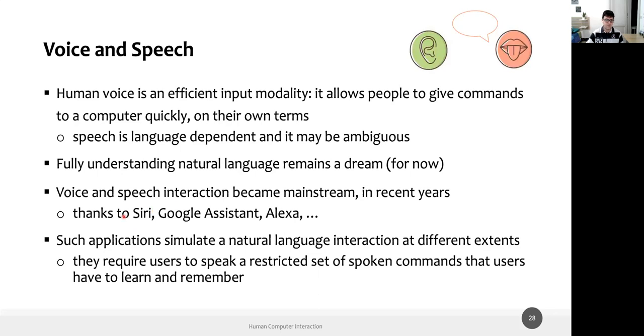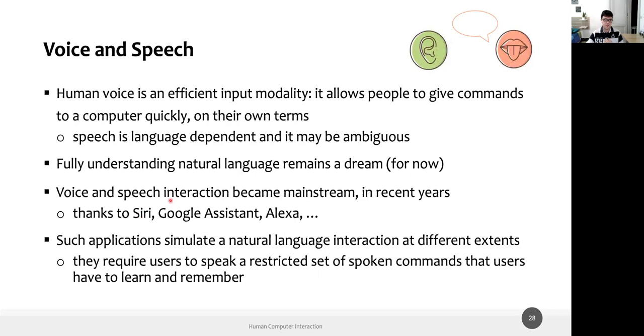This application, and also simpler applications, simulate a natural language interaction, a speech interaction, but with some constraints. For instance, they require the user to learn a restricted set of spoken commands. So you should know what to say to a computer. You cannot just speak like any other person and expect them to understand.